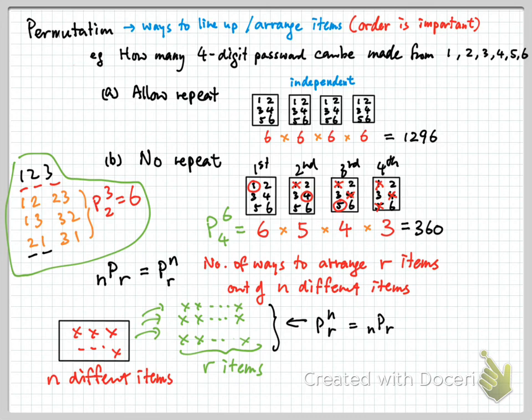To do NPR, we have to learn about another new thing, and that is the factorial notation. It is an exclamation mark. We'll talk about the factorial notation in the next video.